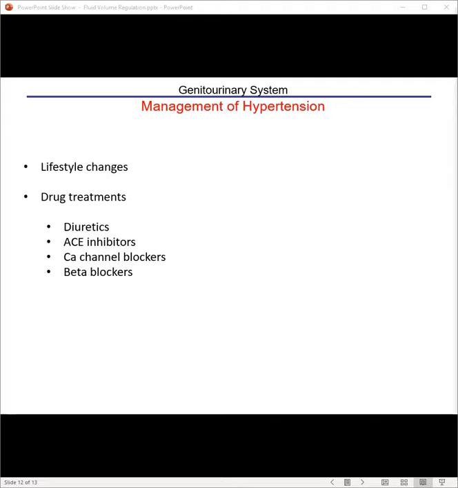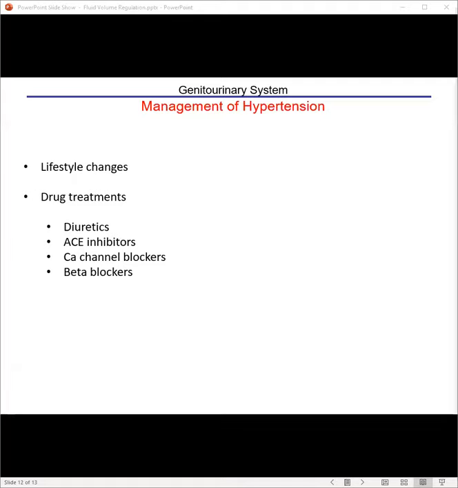But your treatment for hypertension includes drugs like diuretics, ACE inhibitors, calcium channel blockers, and beta blockers. So your ACE inhibitors block the formation of angiotensin 2, and it is a potent vasoconstrictor. So therefore, when you block it, it promotes vasodilation.